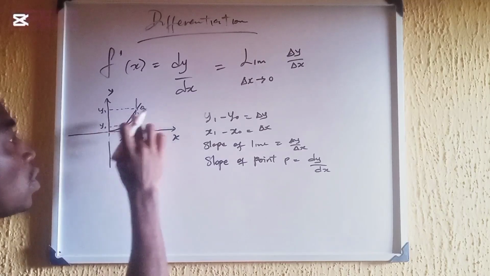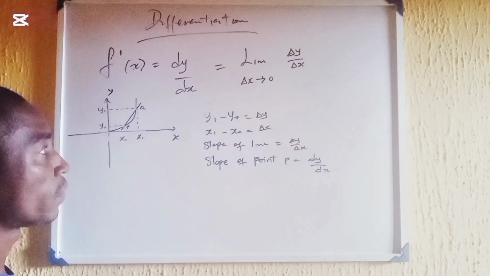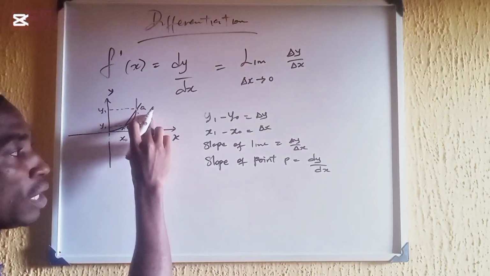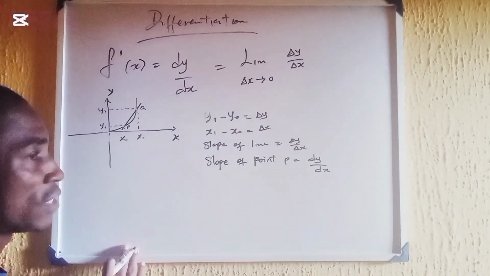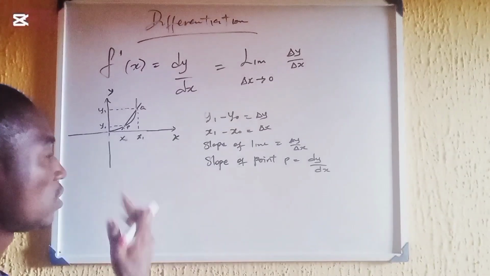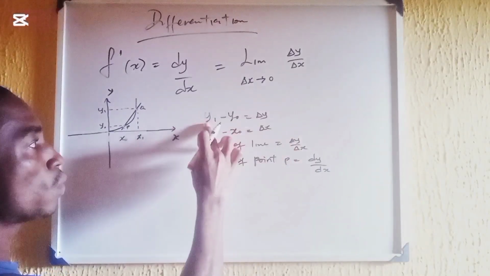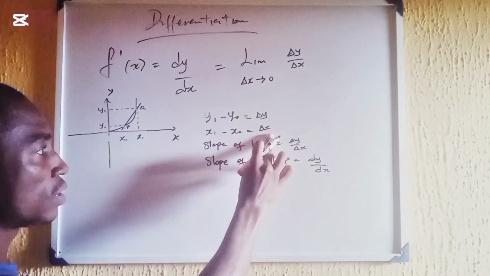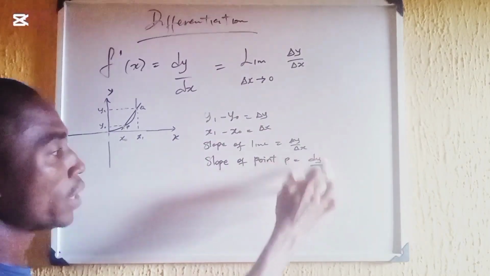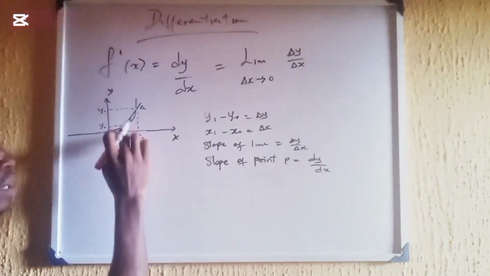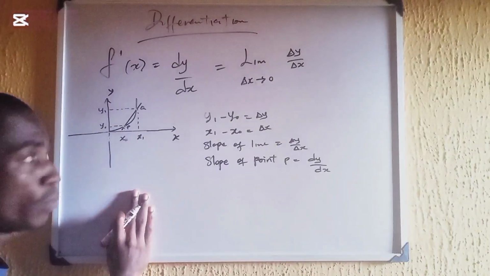You notice that the slope of this line is equal to change in y over change in x. Assuming we are to find the slope of this line, that's what we'll be doing. We'll just take the difference in y values, take the difference in x values, we divide, and that gives us the slope of that straight line. Now, we define change in y as y1 minus y0 and change in x as x1 minus x0, where the slope of point P is dy dx. So this point P and the slope is dy dx. So we're interested in getting the gradient at that point.